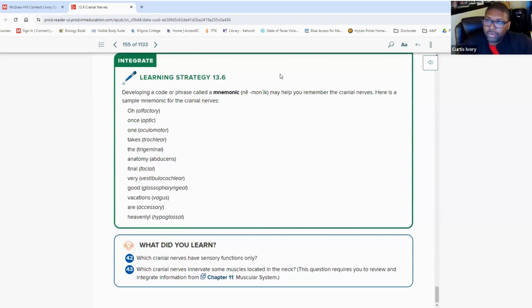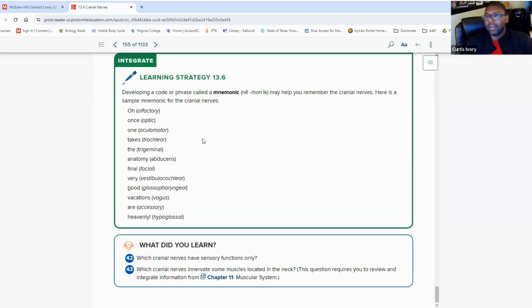Now, to remember all the cranial nerves, here's a simple mnemonic. Oh, once one takes the anatomy final, very good vacations are heavenly, which is fitting since we're coming up to spring break. Here's the list of all the cranial nerves: olfactory, optic, oculomotor, trochlear, trigeminal, abducens, facial, vestibulocochlear, glossopharyngeal, vagus, accessory, and hypoglossal. And these are actually in order. So yes, you will need to know this, and this is a way that you can remember all your cranial nerves.